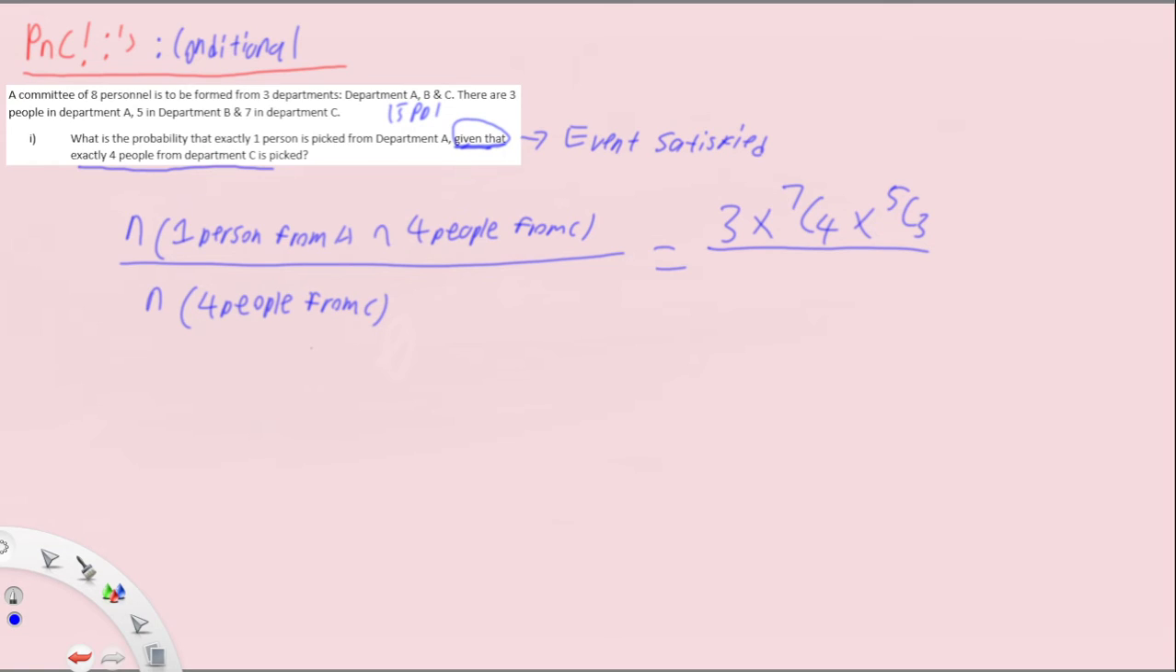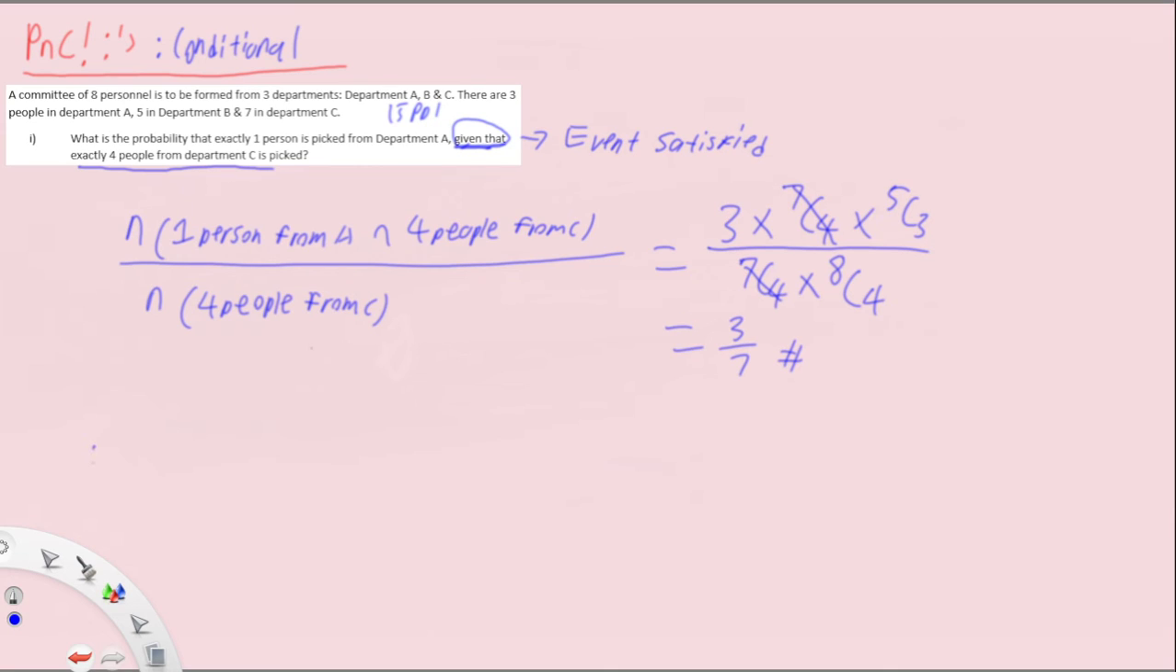Now, the total number of cases in the event that is satisfied, which is the 4 people from department C. So again, 7 choose 4. Now we have 4 people left. We can pick any 4 from A or B, because now we just want exactly 4 people from C. So there are 8 people in departments A and B. When we want to pick 4 of them, it is simply 8 choose 4. One trick is, we notice that there is 7 choose 4 on both sides, so we can just cancel them out. Now, the answer is 3 over 7, right?